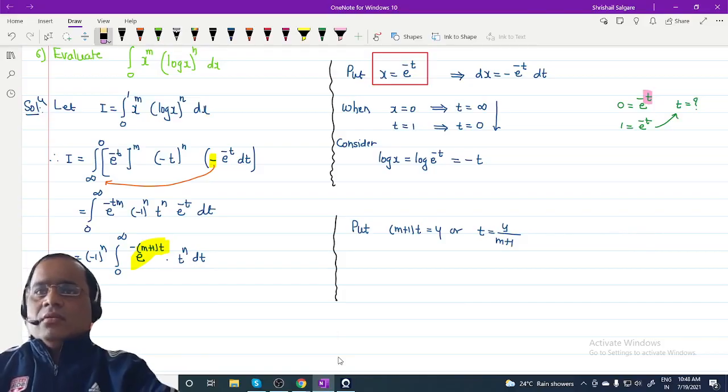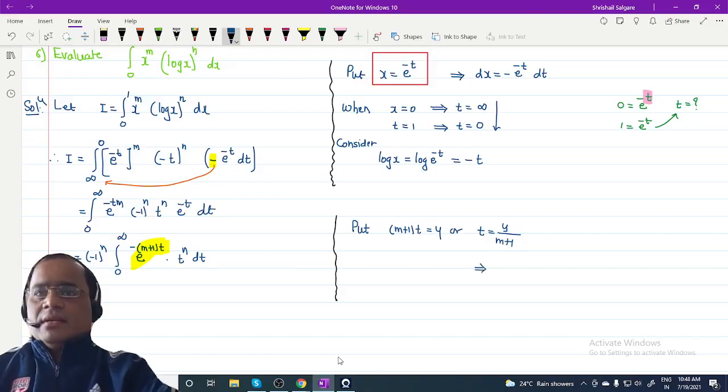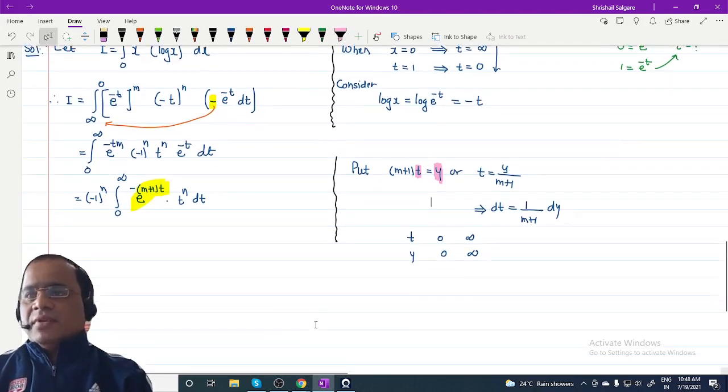Okay. Now, have I written something wrong, or is it correct? y is m plus 1 times t. So if you differentiate both sides, this dt is given by 1 upon m plus 1, which is a constant, into dy. Now the given limits for t are 0 and infinity. The new limits for y also come as 0 to infinity, because if you substitute t equal to 0, then y is also 0. If t is equal to infinity, y is also infinity. So that's why I will proceed further.